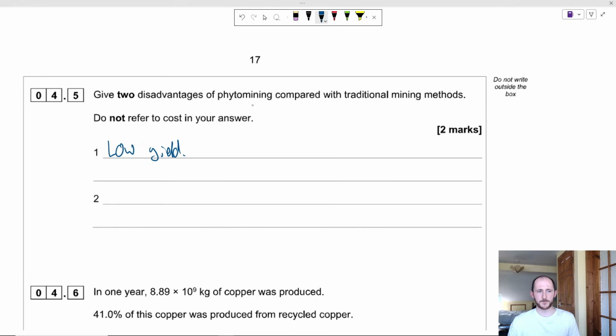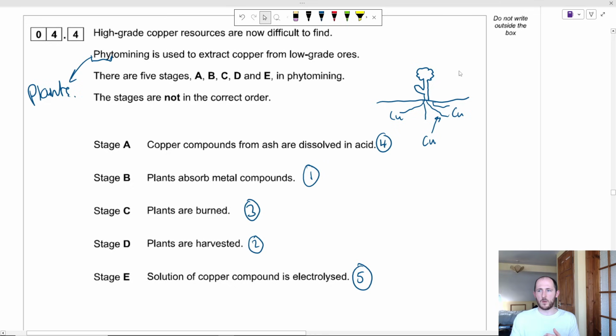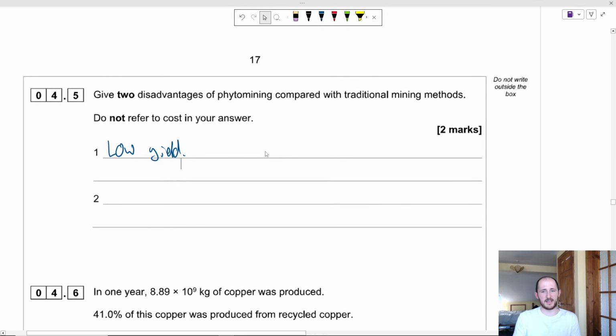And what else? Well, if you think about how we do it, when we have miners, they go down with pickaxes and they chop chunks away and then they just chuck it into a smelter and that's about it. It's very quick. Whereas with this method, we have to wait for a plant to grow, right? Which is quite tricky. So it's also slower than traditional mining, that's right.